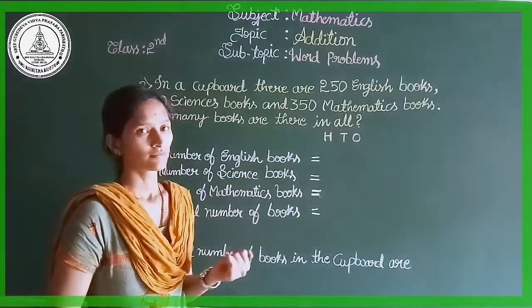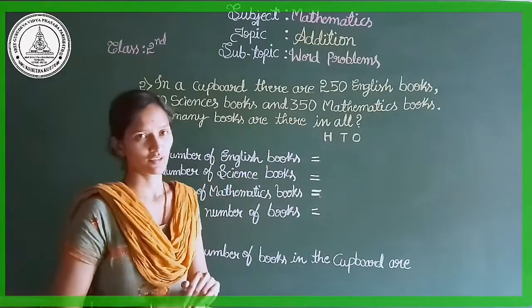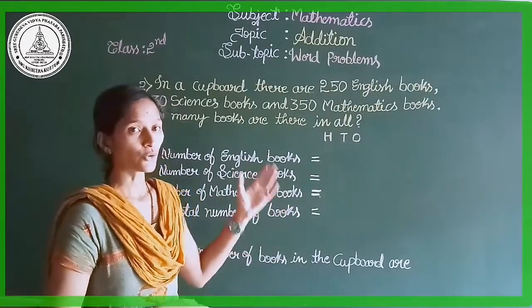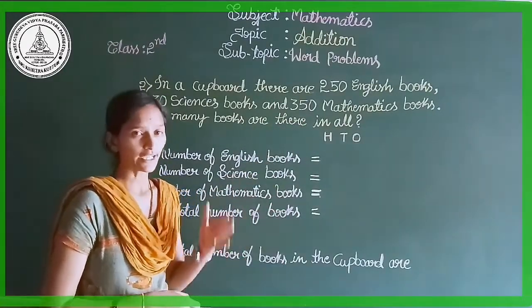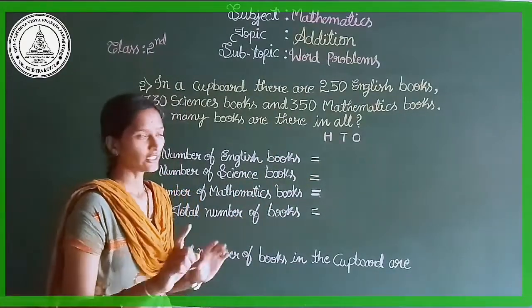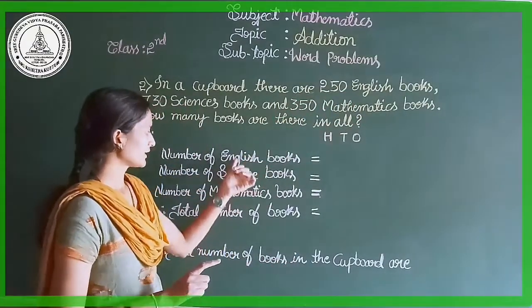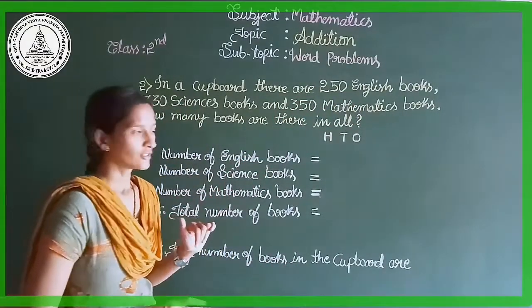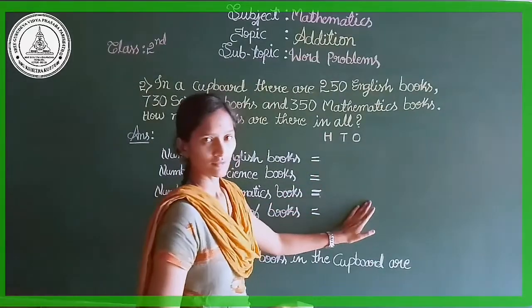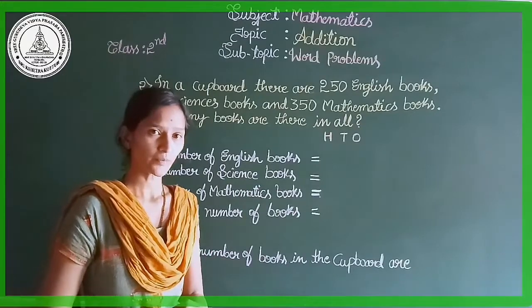Now I will show another problem to you. See here, the same problem, I changed only the number of books. I already showed how to solve the problem. Like that you have to solve it at home. I am only changing the number of books: English, Science, Mathematics. You have to solve and find out how many total books are there. Okay.